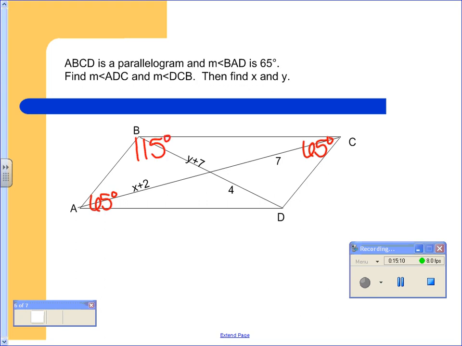115. And what does ADC have to be? 115. These two add up to 180. Consecutive angles always add up to 180 degrees.